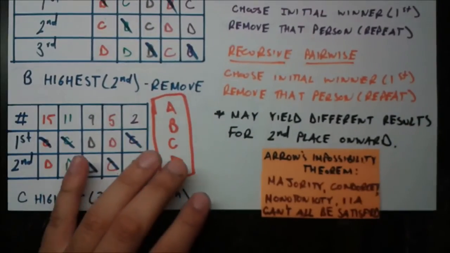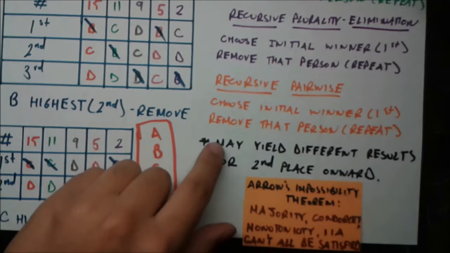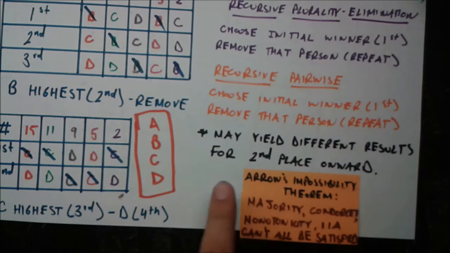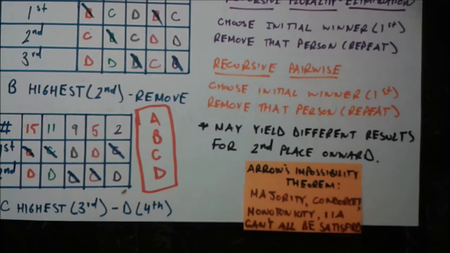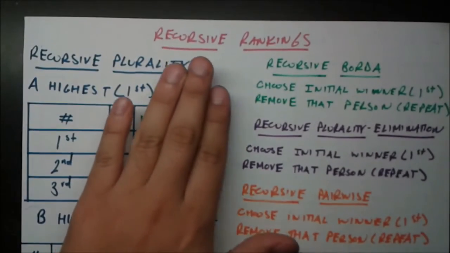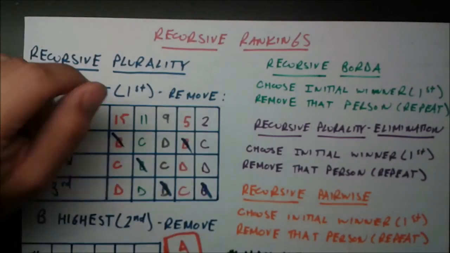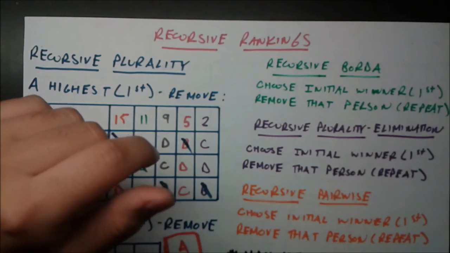So again, these methods, as I've noted down here in black, they may yield different results for second place and onward. The nice thing is that first place is always going to be the same, whether you do recursive rankings or whether you do natural or normal rankings. But second place and onward, there's no guarantees.